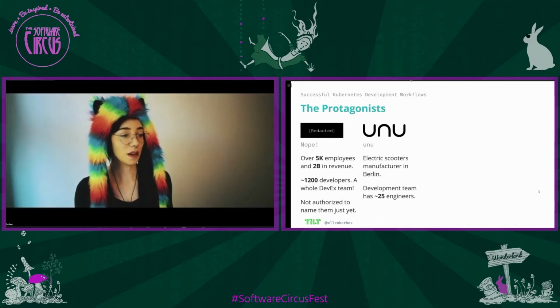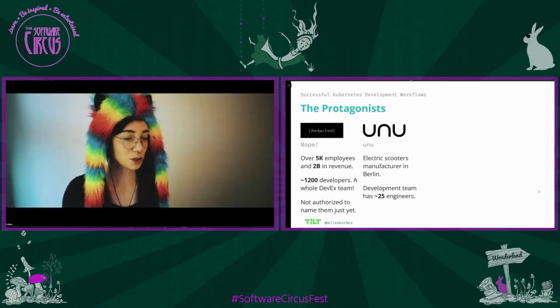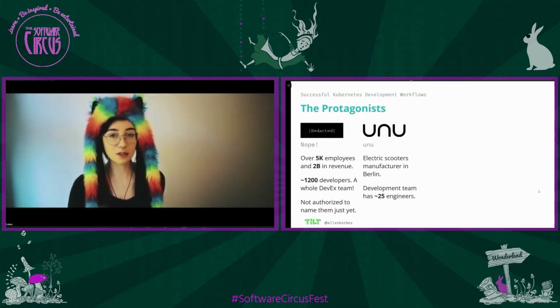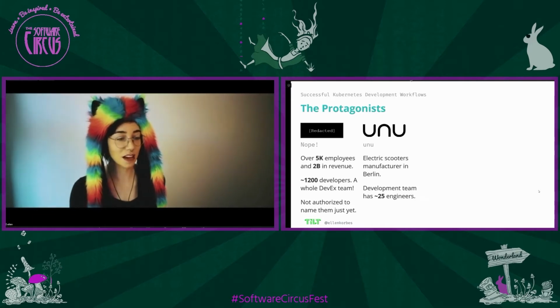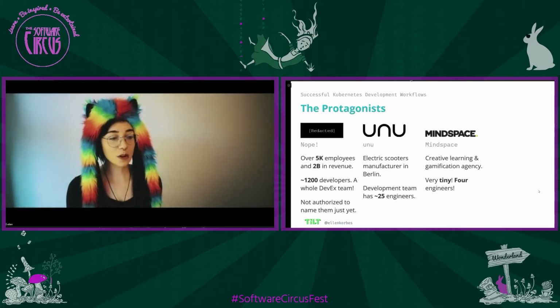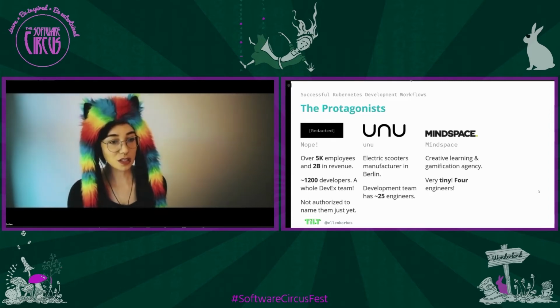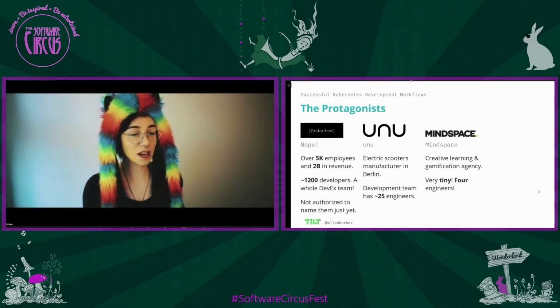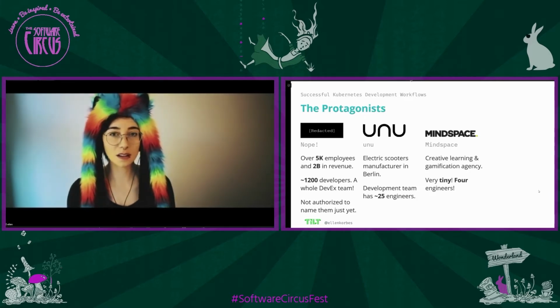Next, Uno, they're an electric scooter manufacturer in Berlin, and they are like hipster scooters because they do internet and all of that. So that's why they need a lot of infrastructure, and they have around 25 people. Mindspace is a creative learning and gamification agency in the US. It's very tiny. I think it's just four developers.